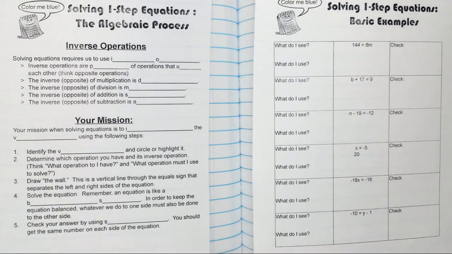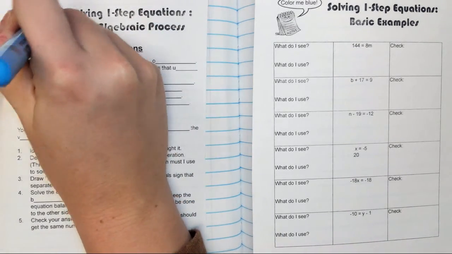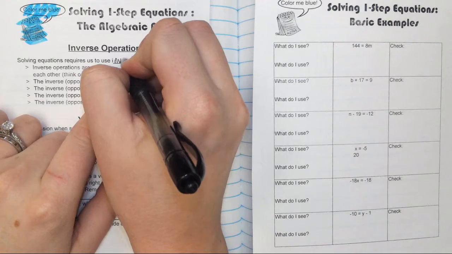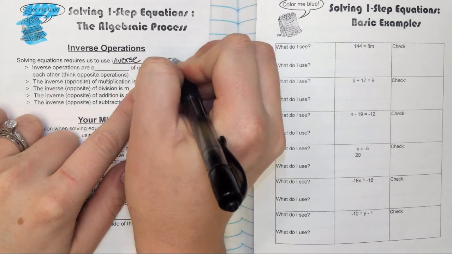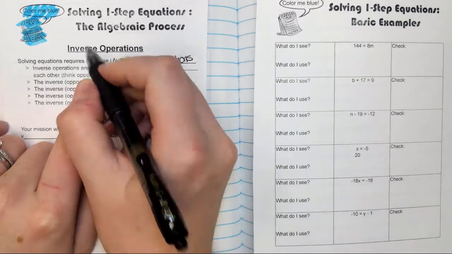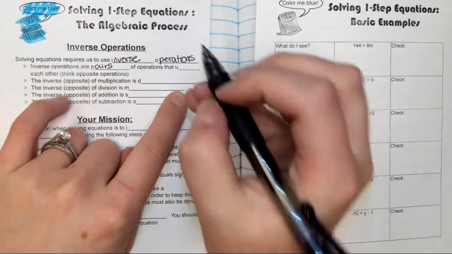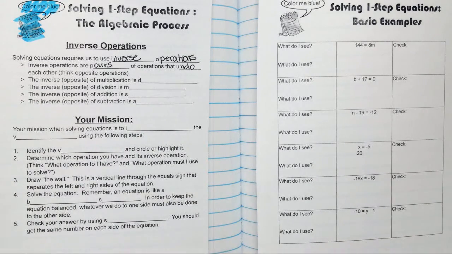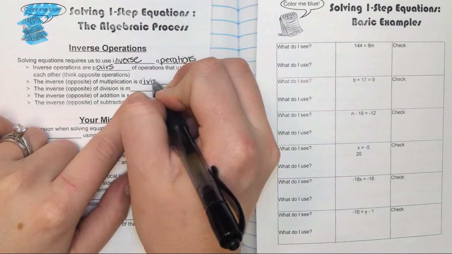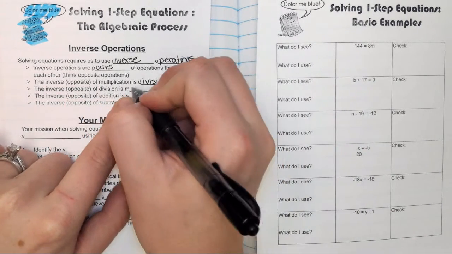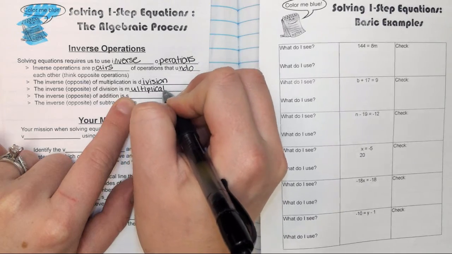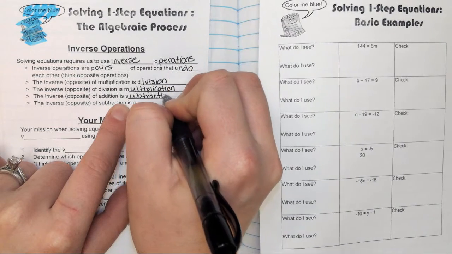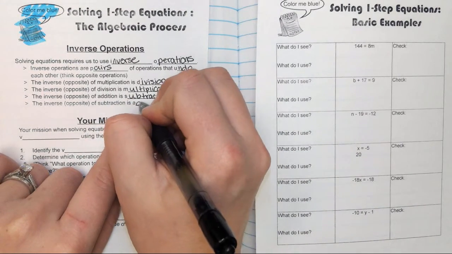So if you're color coding your notes, color is blue. Alright, solving equations requires us to use inverse operations. Inverse operations are pairs of operations that undo each other. So think about opposite operations. The inverse or opposite of multiplication is division. The inverse or opposite of division is multiplication. The inverse or opposite of addition is subtraction. And the opposite of subtraction is addition.